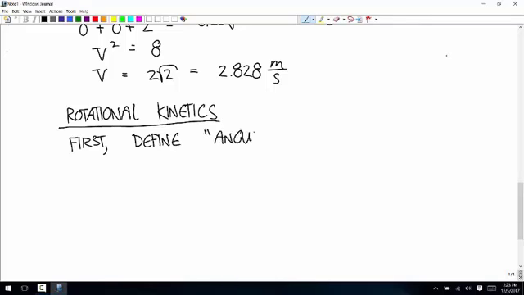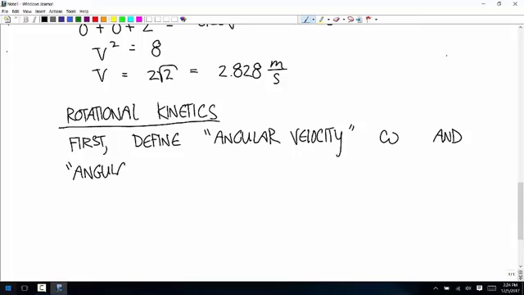the angular velocity, and the variable we're going to use for that is the Greek letter omega. That's a lowercase omega. And angular acceleration. For the angular acceleration, we're going to use the Greek letter alpha, or Jesus fish.